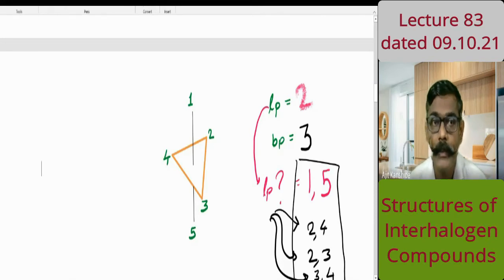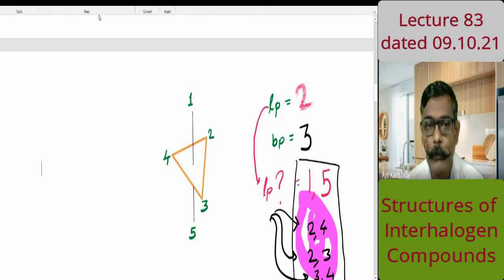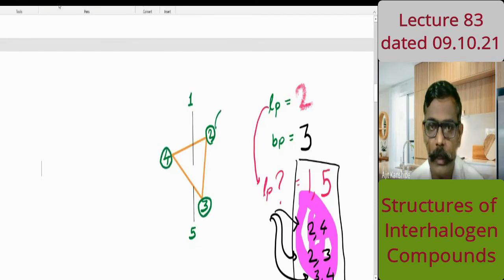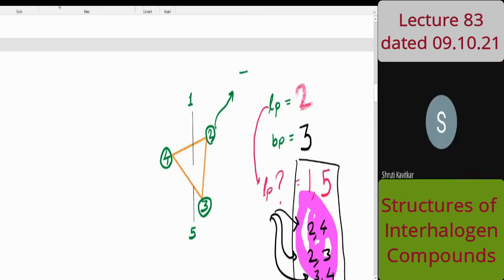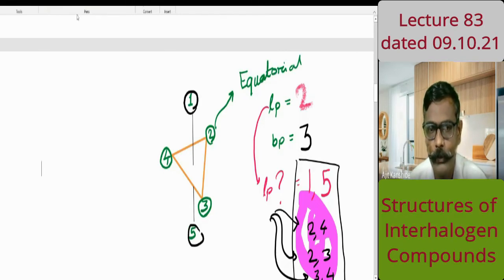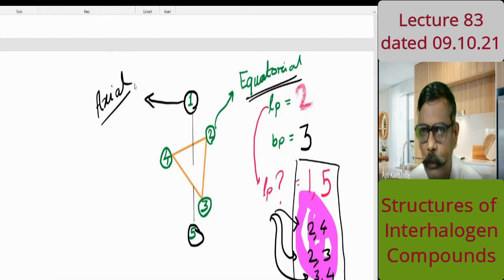Out of that, these 3 possibilities are of one category. These positions, position number 2, position number 3, and position number 4, are called which kind of positions, equatorial or axial? Those are equatorial positions. That means 1 and 5 are axial positions. Is it clear, whatever terms I said?